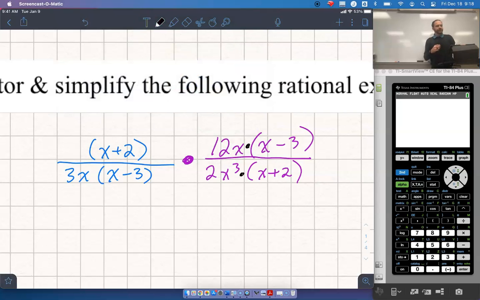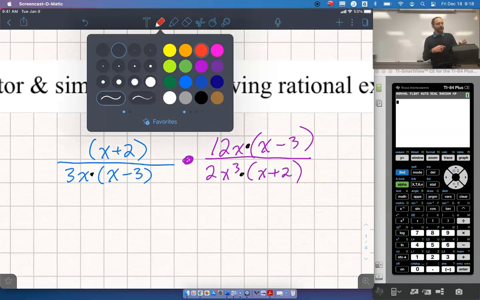It's being multiplied. It's all multiplication and division, so I can cross out common factors. I can cancel them out because they create giant ones. Anything divided by itself is 1. So I'm going to go to red.